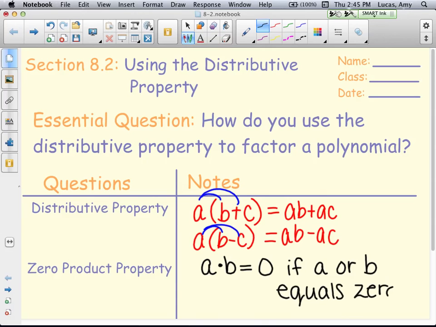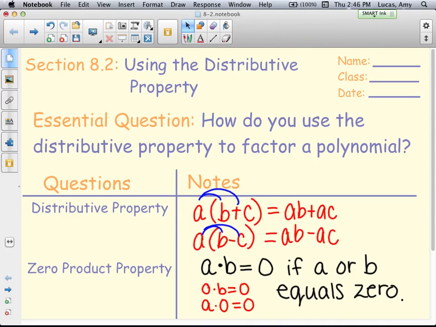So I want you to think about this. We're saying that the product of A and B equals 0 if one of those, or both of them, A or B, is equal to 0. So if A is 0, 0 times B equals 0, or if B is 0, A times 0 also equals 0. So when you're multiplying two things together, if one of those things happens to be 0, your product is going to be 0. That's called the zero product property.